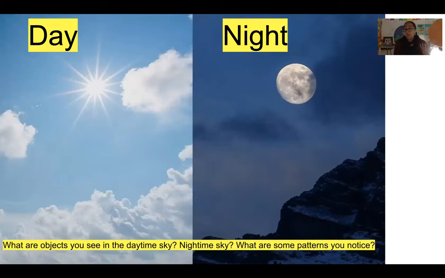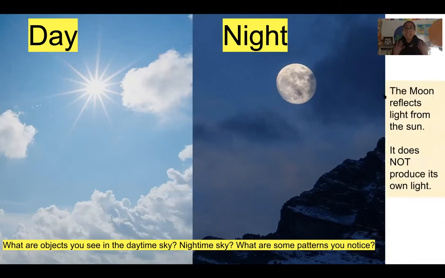And sometimes we might not be lucky enough to see the moon during the daytime, again, because that sun is so bright. Now, it is important to note that the moon does not actually create its own light. Instead, it's just reflecting light from the sun. So that's also something very important for you guys to know. So that's just some characteristics of day and night.